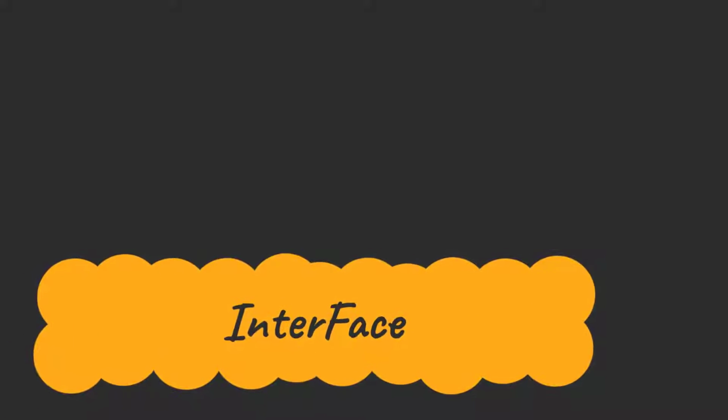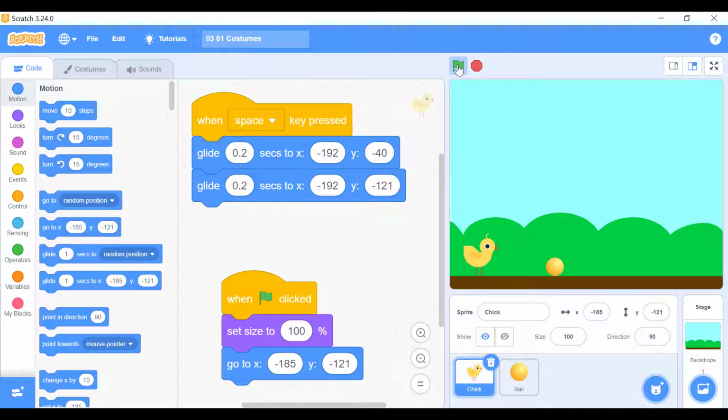Interface. The interface controls how a program looks on the screen. A program like Scratch has many coding options you can click on to do different things. When you use a program like Scratch, what you see when you go to the website is called its interface. The interface for Scratch will change a little bit over time as new features are made by the Scratch team. This is what the interface for the current version of Scratch looks like.